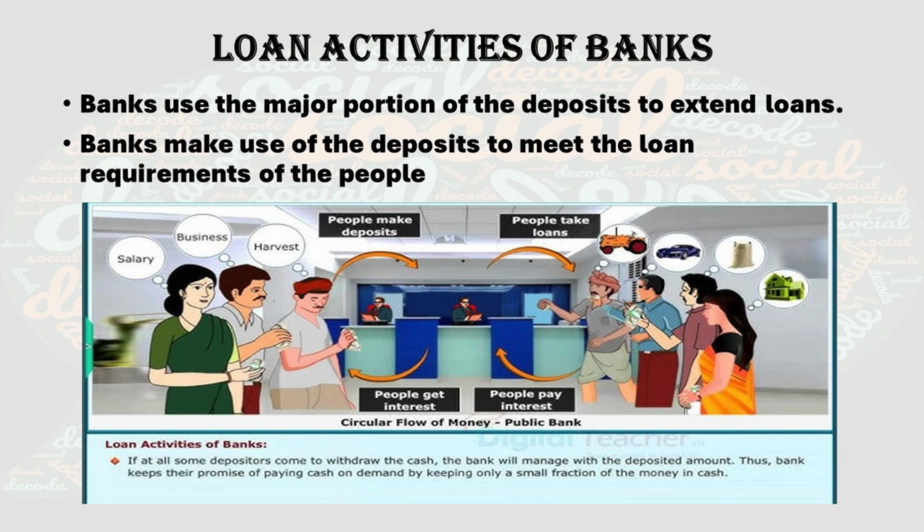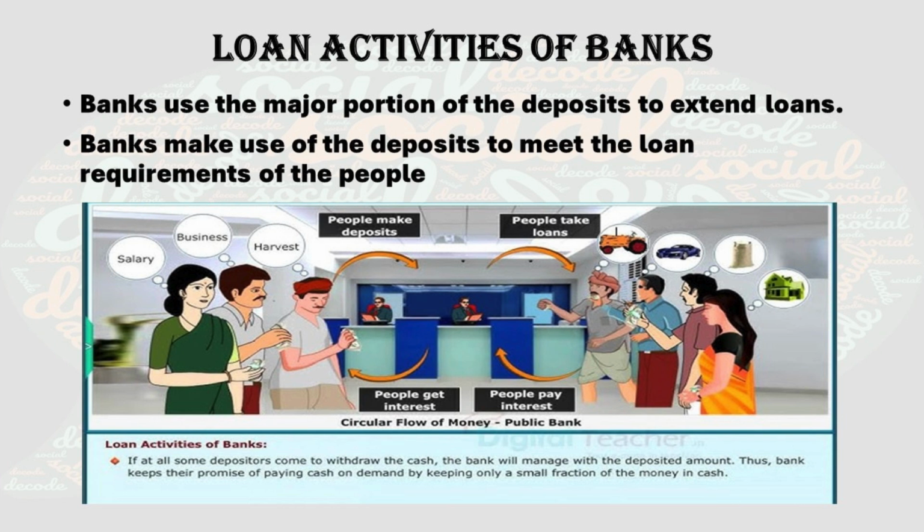For instance, if rupees 100 is deposited in the bank, 15 rupees is kept as cash and the remaining rupees 85 is given as loan. The bank charges interest on these loans, which is higher than the interest it pays to the depositor. That's how banks earn profit.